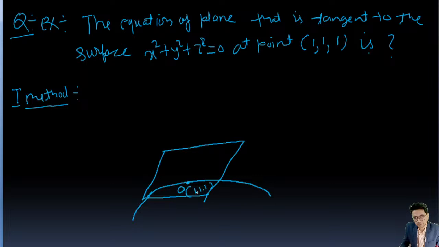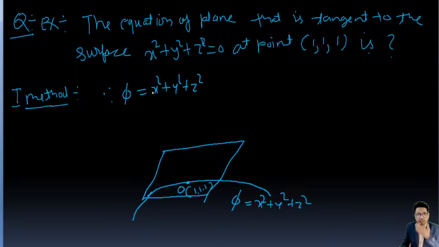And this is the surface whose equation is x square plus y square plus z square. Now we need to find the equation of the plane. Since phi is x square plus y square plus z square, this is the equation of the surface or level surface. I have already explained that the gradient of phi is normal to the level surface. So I will take the normal at the point O.